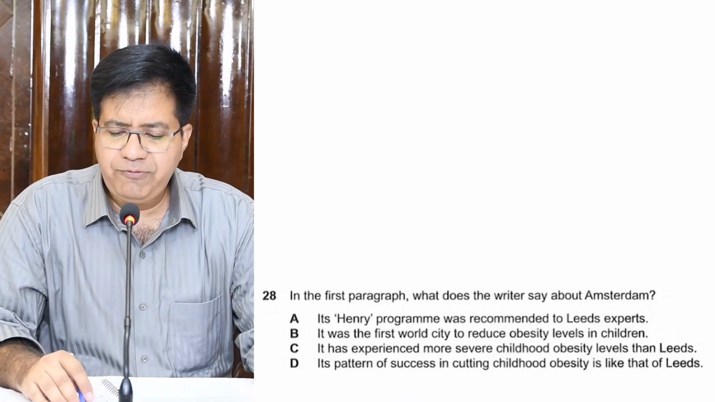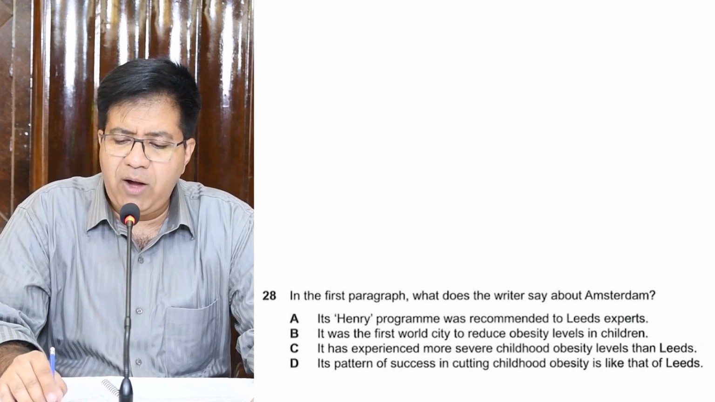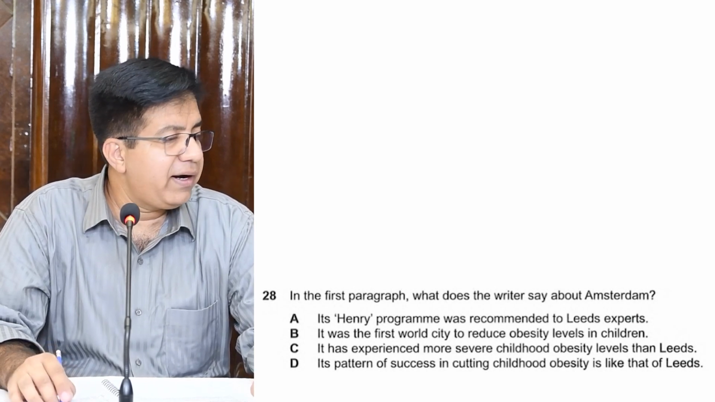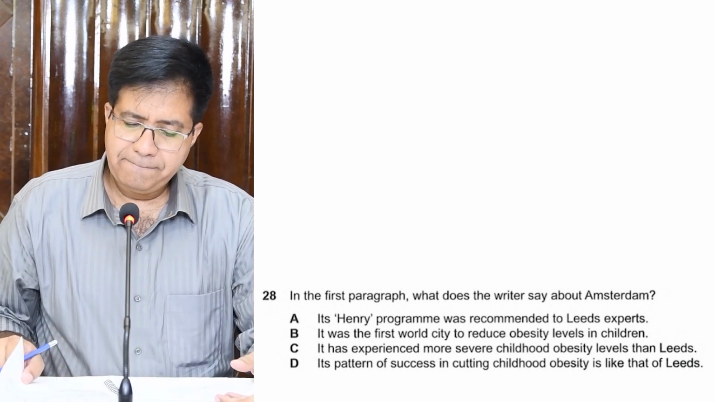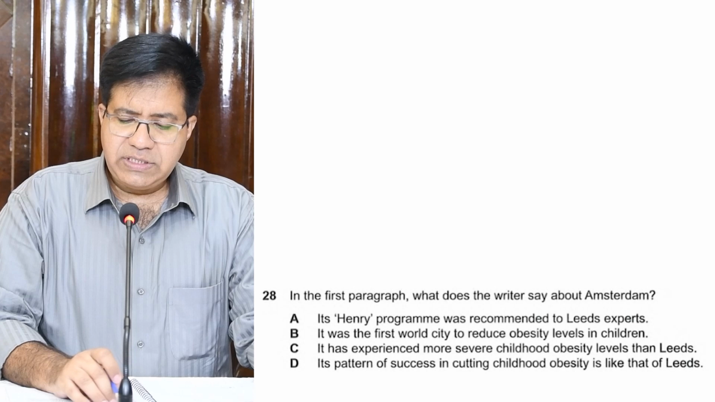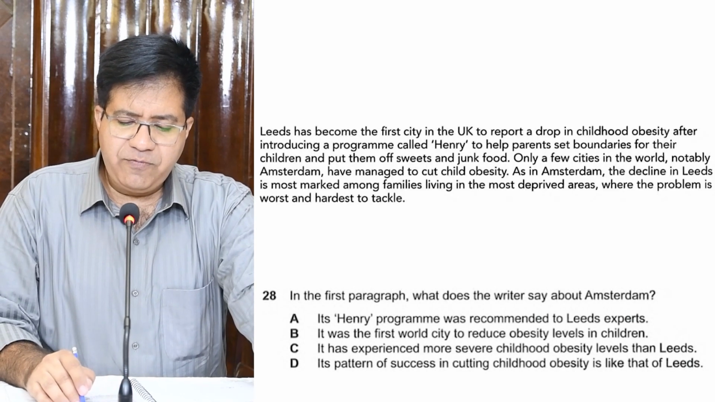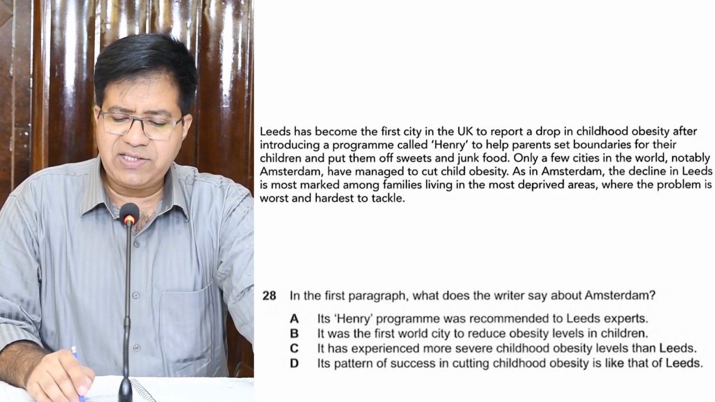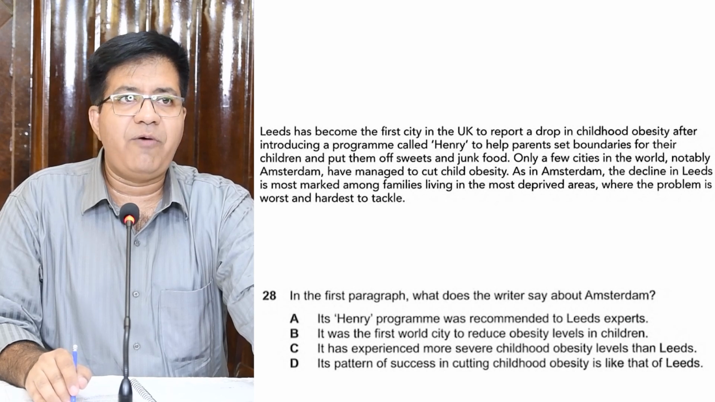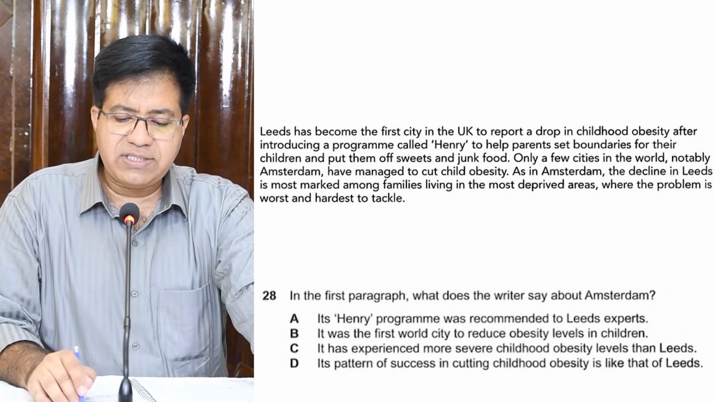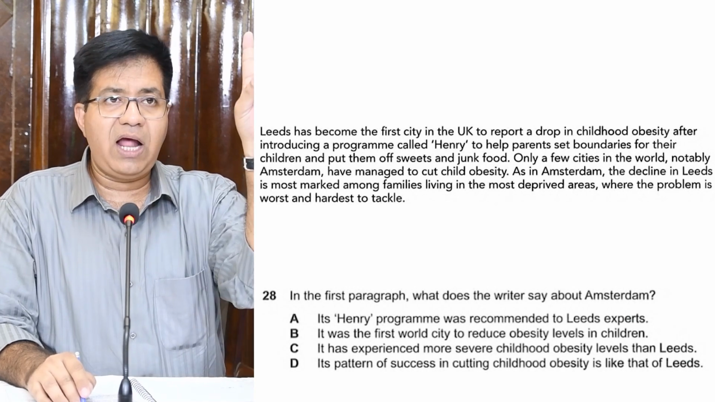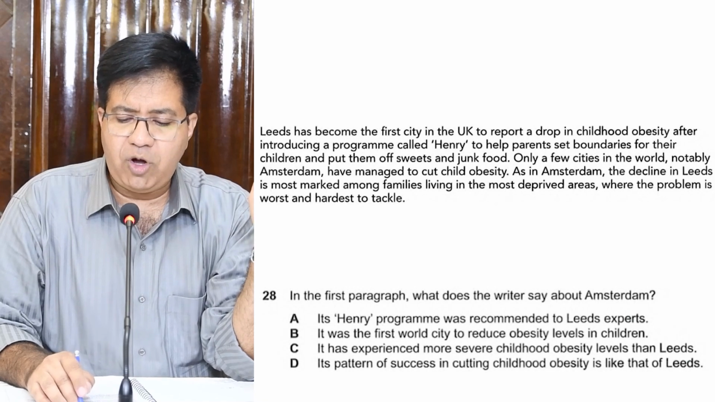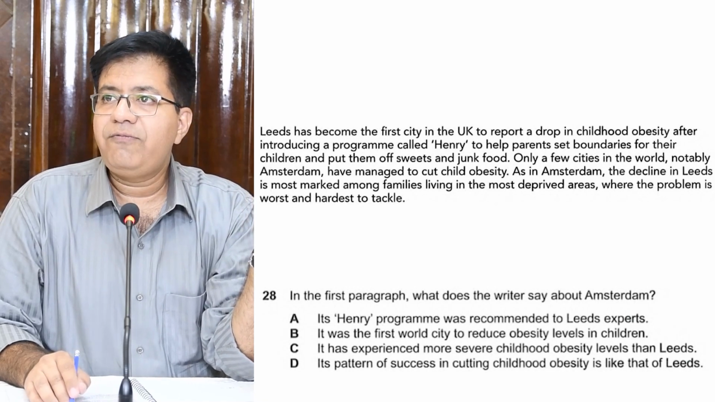Question number 28. In the first paragraph, what does the writer say about Amsterdam? Now, first paragraph, what does the writer say about Amsterdam? This is first paragraph and we've got Amsterdam there, third last line. As in Amsterdam, found it? Now just focus, as in Amsterdam. Now I'm reading it, first paragraph, third line after full stop. Only a few cities. Found it?